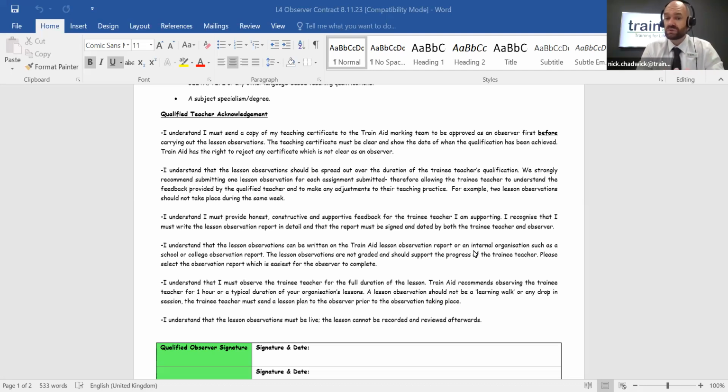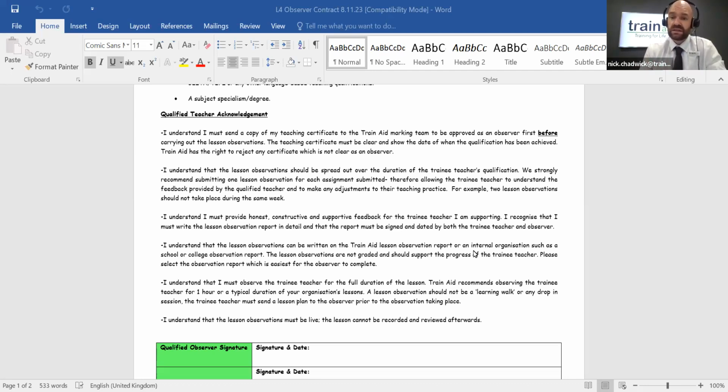It must also show the date of when your teaching qualification has been achieved, and also TrainAid has the right to reject any certificate which is not clear as well. So please make it clear when you achieve the qualification by.